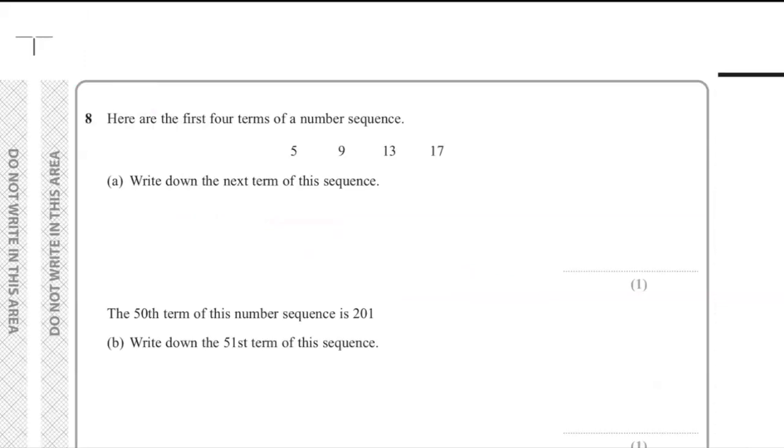Okay, to write down the next term, we just need to see how the sequence is growing, and it is going up 4 each time. So we've just got to take the 17 and add 4 to it to get our answer of 21. The 50th term is 201. Write down the 51st. So that's just the next one on, which means we really do just have to add 4 to that to get the next one.